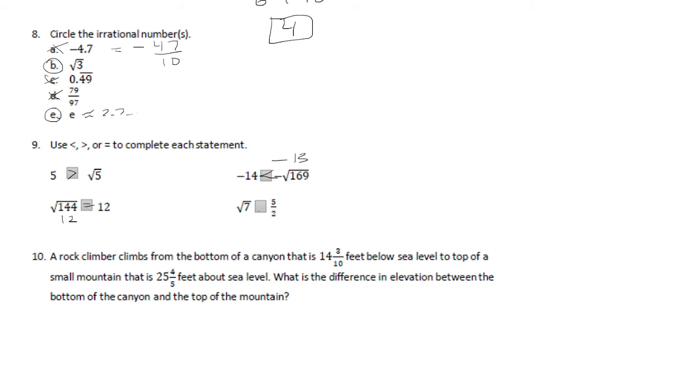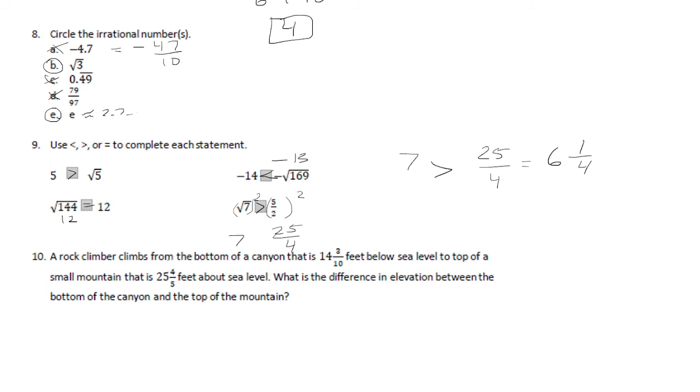Now, this last one is tricky because I don't know what square root of 7 is exactly. So what I'm going to do instead is square both sides. If I square square root of 7, the square and the square root will cancel, and I'm left with 7. And if I square 5 halves, that's going to be 25 over 4. So just square the 5 and the 2. At this point, if you want, you can rewrite the 25 over 4 as a mixed number. So this will be 6 and 1/4. So we know 7 is greater. That means the square root of 7 is greater than 5 halves.